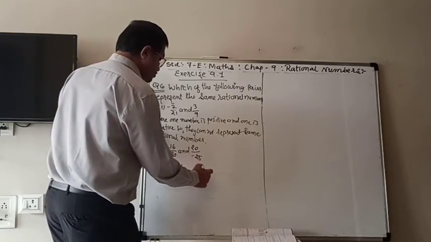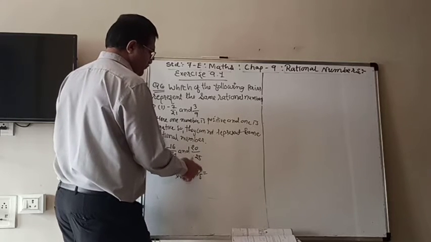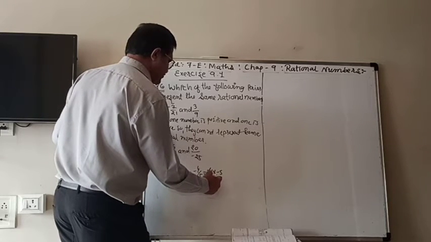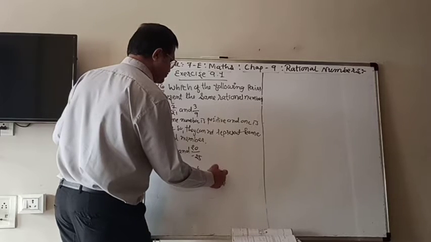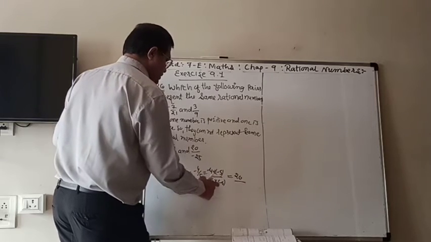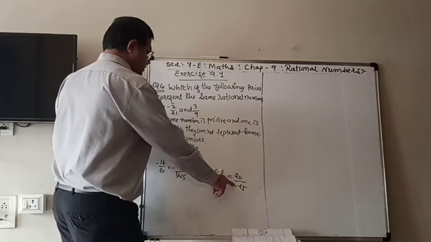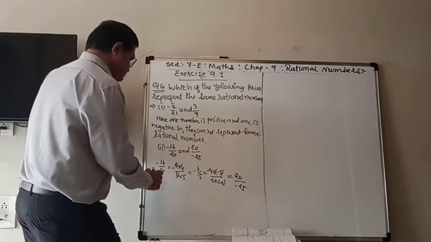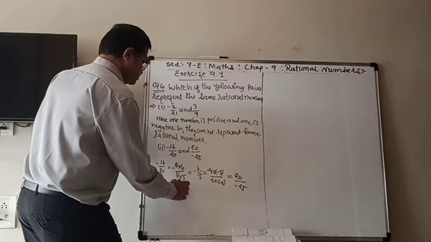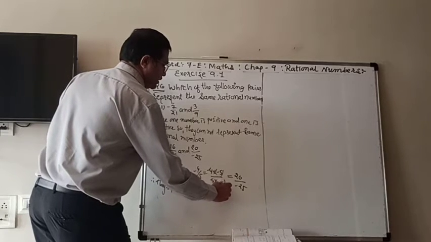Now same you can extend by multiplying. Look, you can see that 25 is there, so 5 we can multiply with minus 5 upon minus 5. So minus 4 multiplied by minus 5 upon 5 multiplied by minus 5. So here in the numerator it will be plus 20 upon minus 25. So you can see that minus 16 upon 20 is equal to 20 upon minus 25, so both are same. So thus they represent the same rational number.